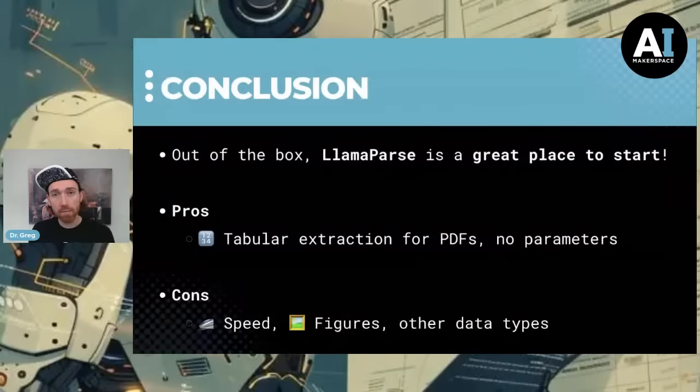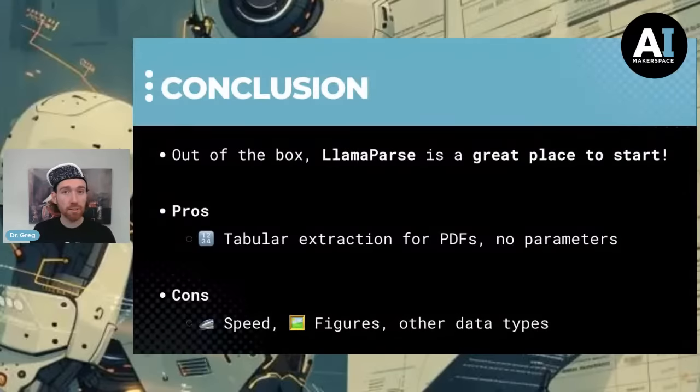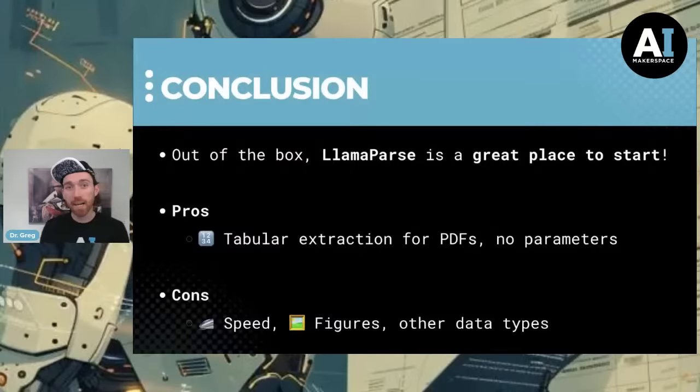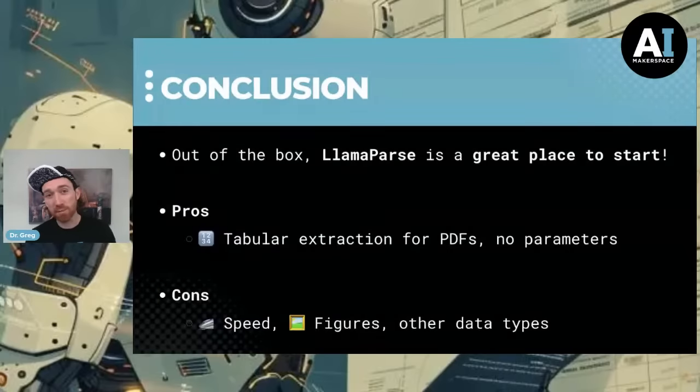Now, it could be definitely a lot faster. We'd love to see figures and the sort of pictorial representation stuff. We'd love to see other data types. Of course, they're working on it. The data framework, trying to lead the way in the industry, has a lot of work to do and a lot of good stuff ahead of them. So we look forward to continuing to check out the latest and greatest from Llama Index as they release.